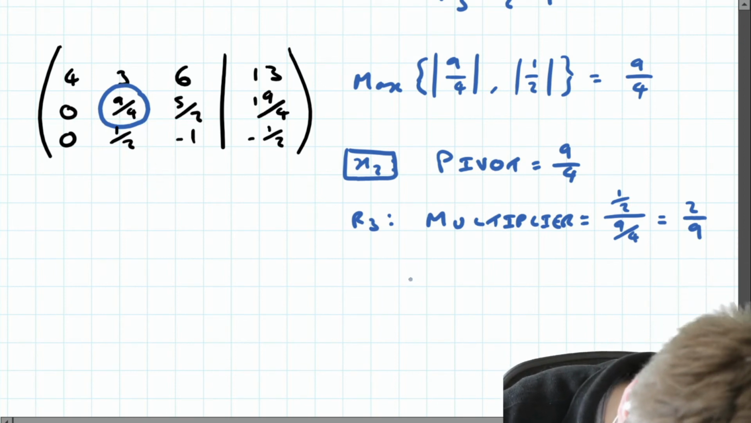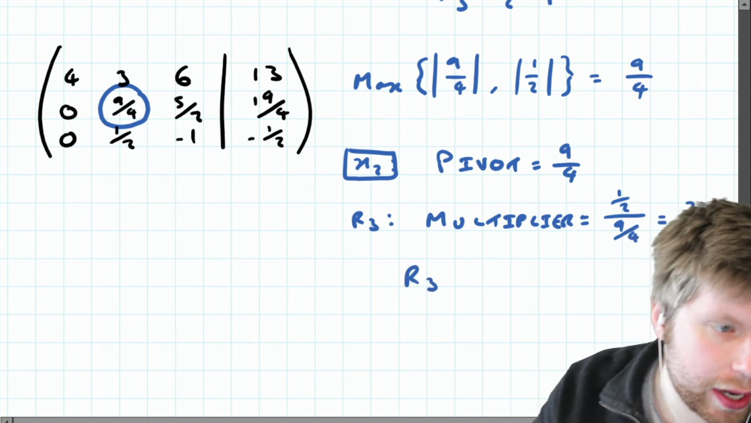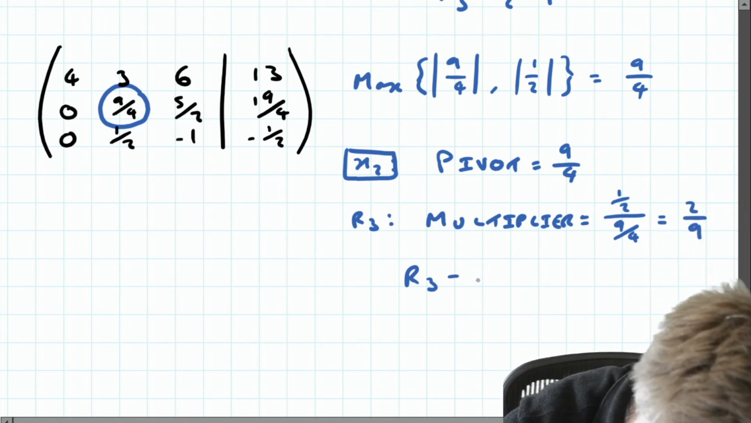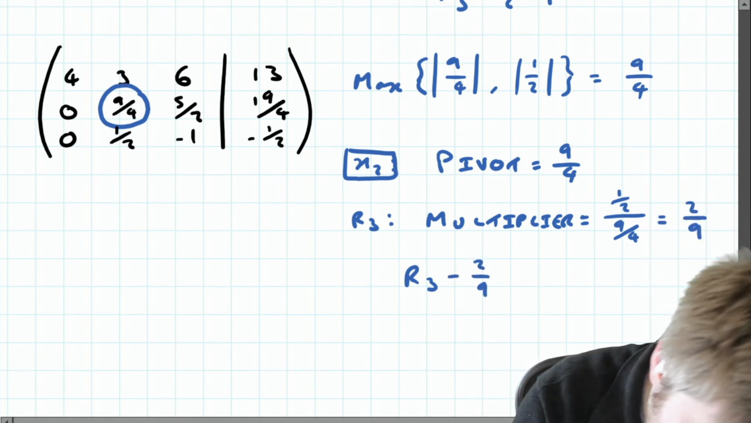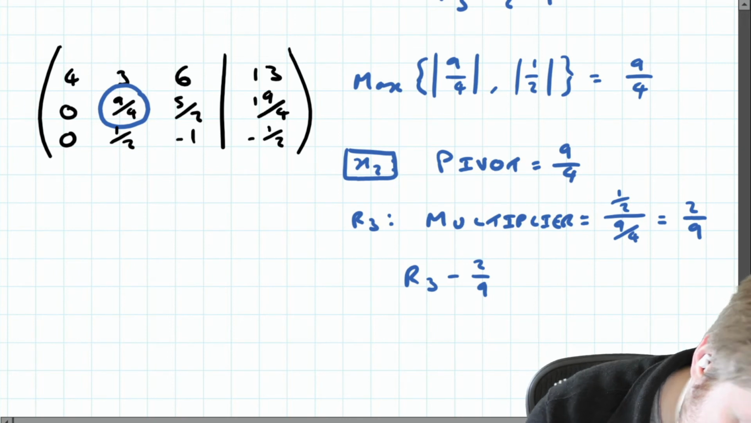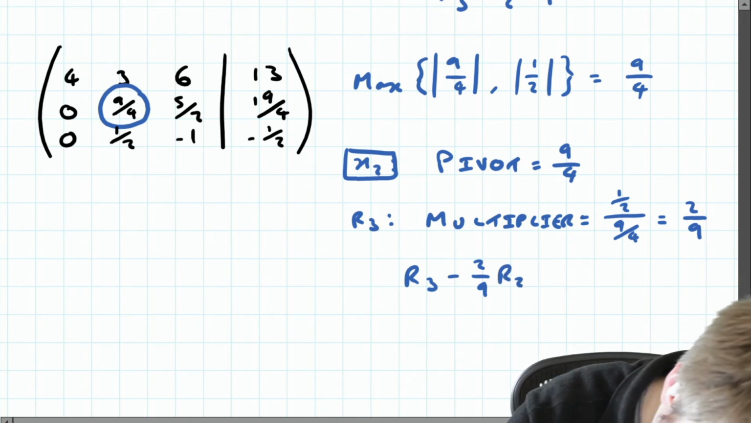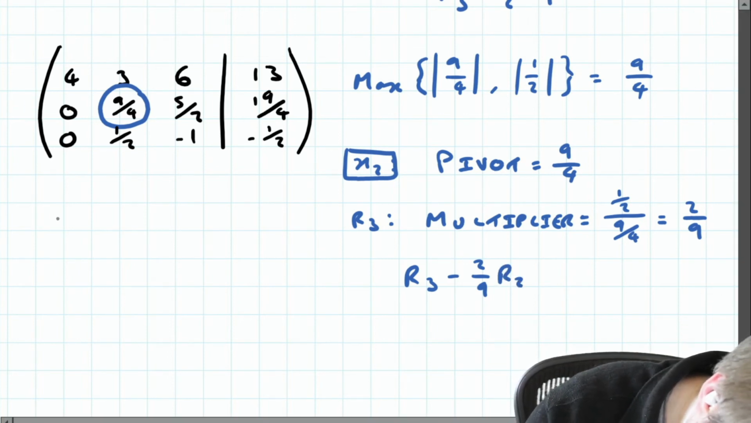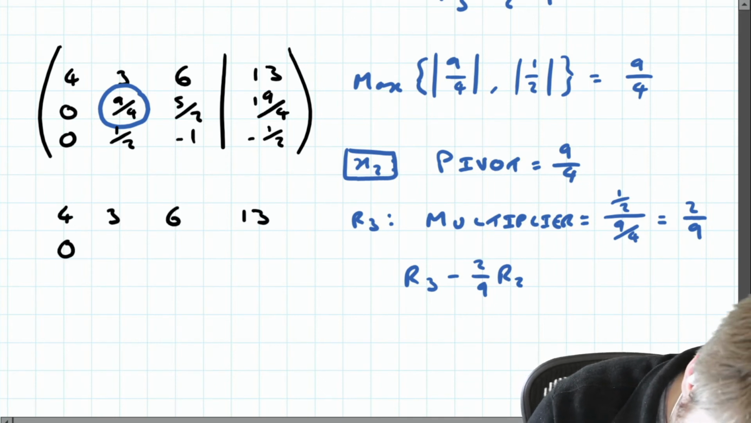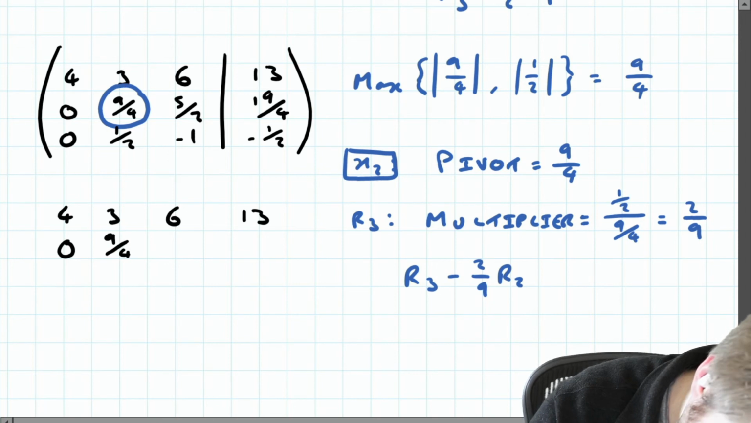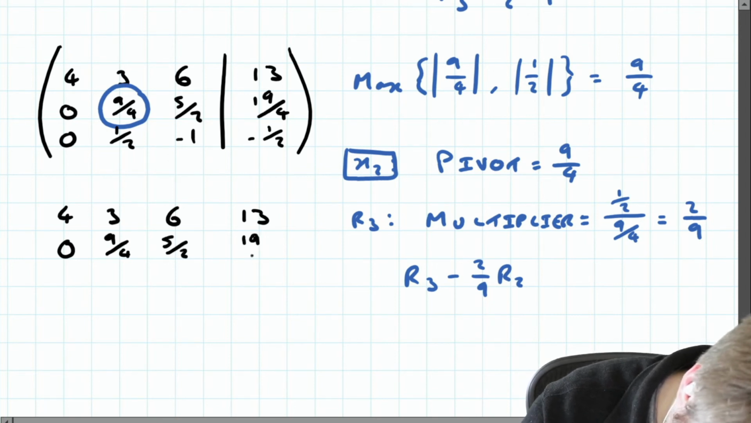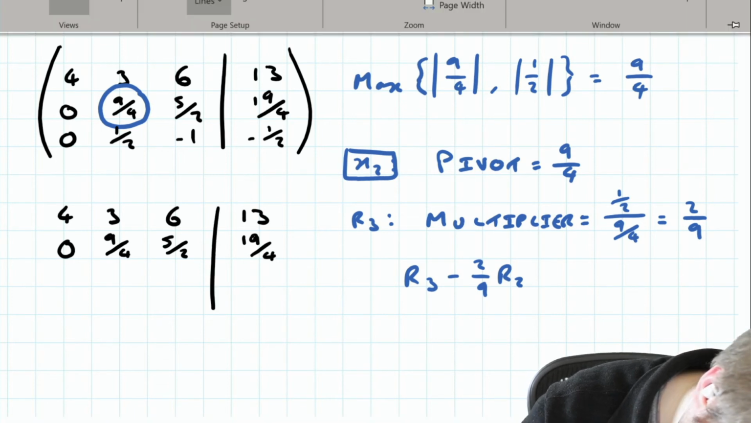So to find my new row 3, I need to take my old row 3 and take away 2/9 of my pivotal row, which in this case is the second row. Let's do that. My first row remains the same, so 4, 3, 6, and 13. The second row will also remain the same because that's my pivotal row, that can't change. My third row is what's going to change.